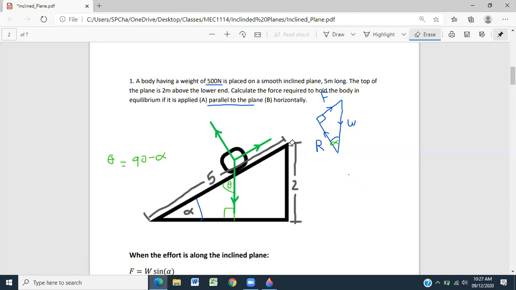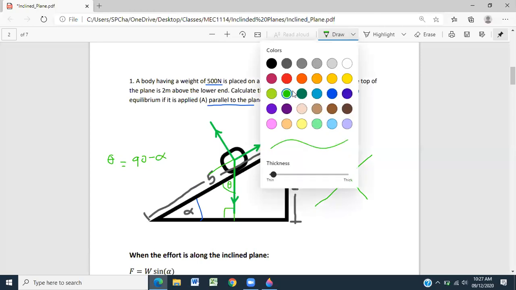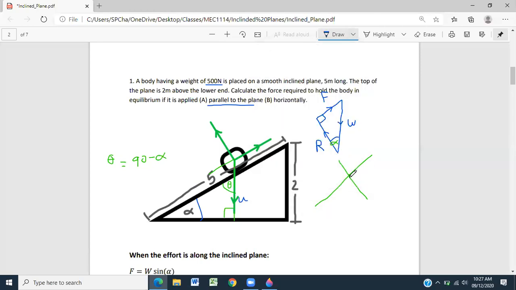So here we have two things. We have this line parallel, let's draw that over here, and this R, which is perpendicular to the slope. And then we have W, weight, coming down. Let's draw weight in blue. So the weight, let's draw the weight down. So we know here is theta. Great.